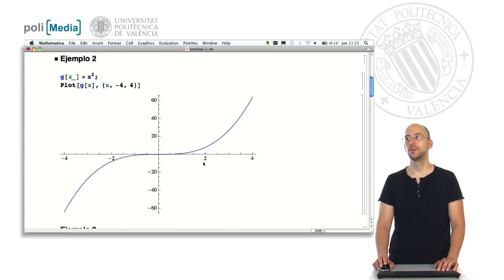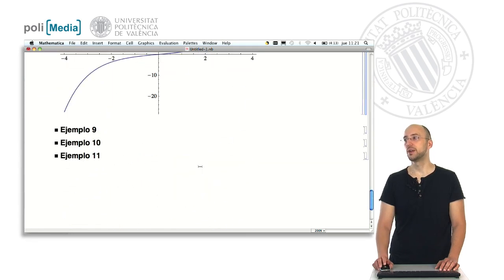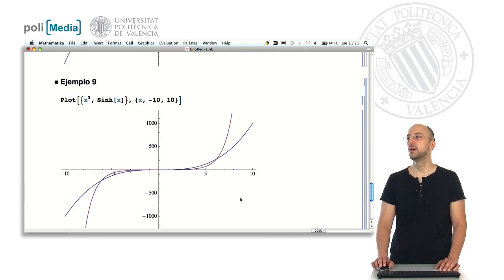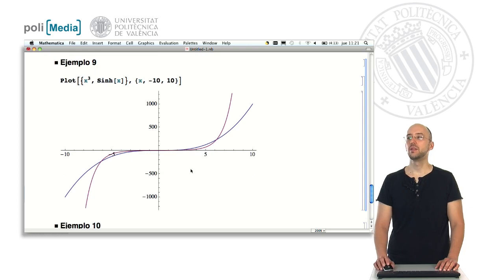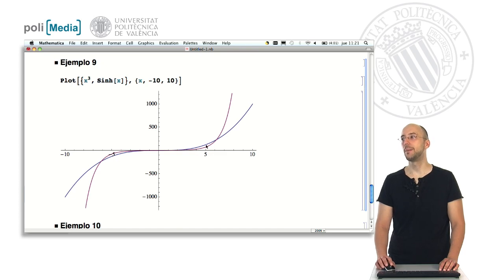Are they exactly the same? Not at all. They are not the same. Let's represent them together and see. Okay, here you have the hyperbolic sine. If we represent them together, you can see the difference between x cubed and the hyperbolic sine. In this case, the blue represents x cubed and the red is the hyperbolic sine. As you can see, from a certain value the hyperbolic sine grows much faster than the function x cubed.